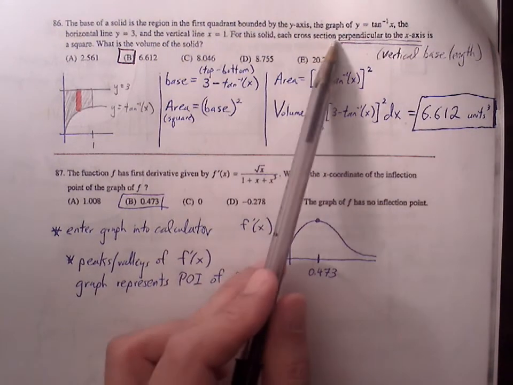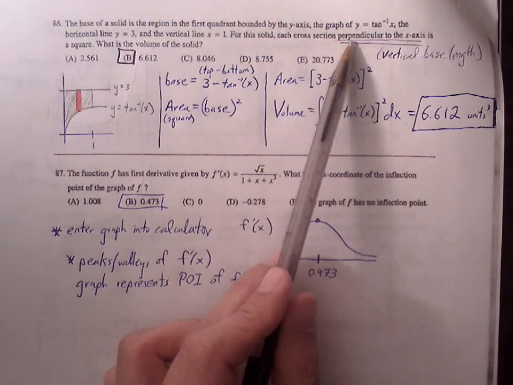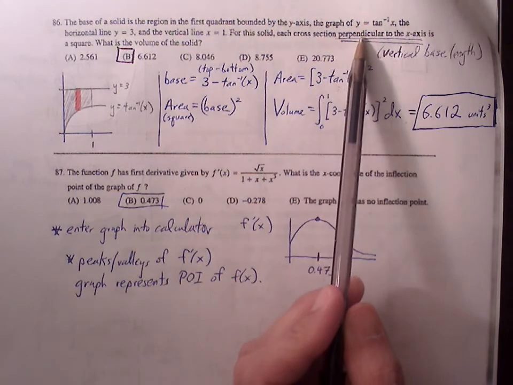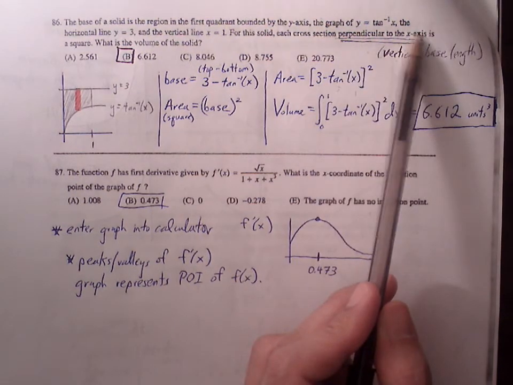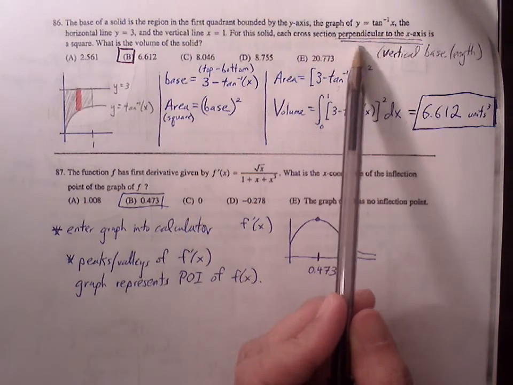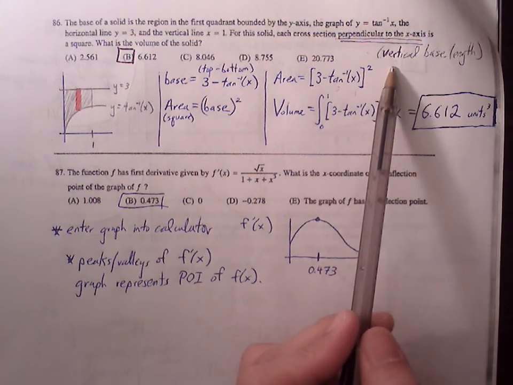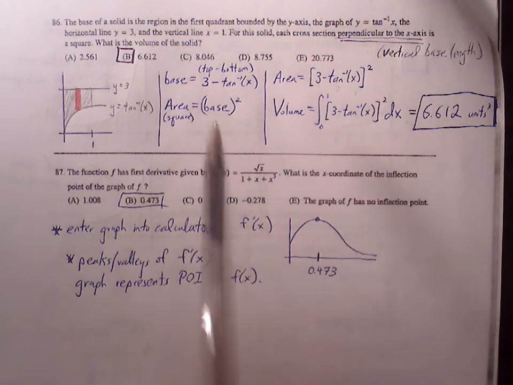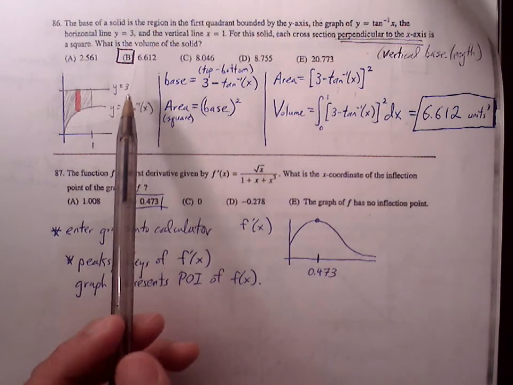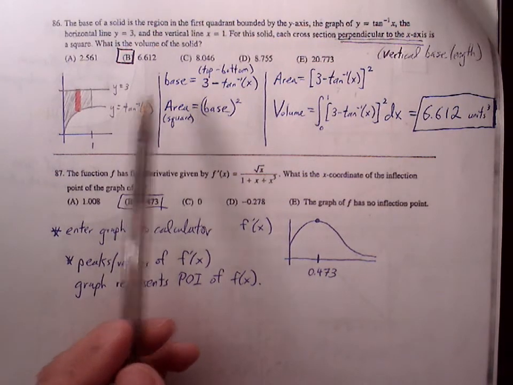For this solid, each cross-section perpendicular to the x-axis. So let's think about what that direction is. The x-axis is horizontal, so perpendicular is going to be vertical. So we have a vertical base length, and each cross-section is a square. What is the volume of that solid? This is a cross-section problem from 7.2.